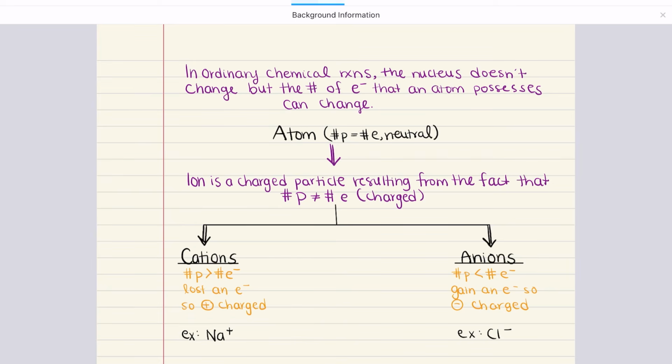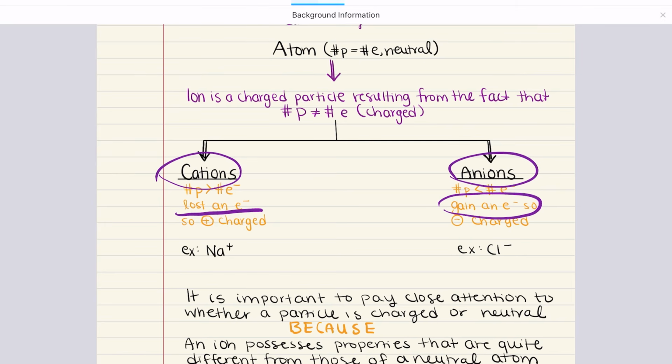An ion is a charged particle resulting from the fact that the number of protons is not equal to the number of electrons. And there are 2 types. We have cations and anions. A positively charged atom is called a cation. This happens when an atom loses an electron. Then we have anions. These are negatively charged atoms. This happens when an atom gains an electron. And it's important to pay attention to whether a particle or a molecule is charged or not, because an ion possesses properties that are quite different from those of a neutral atom.